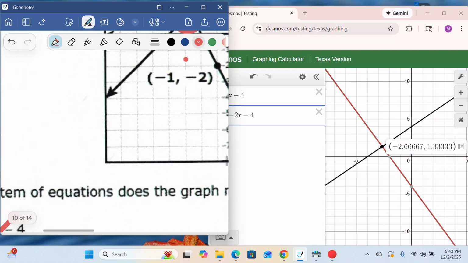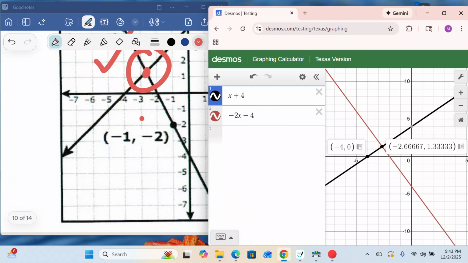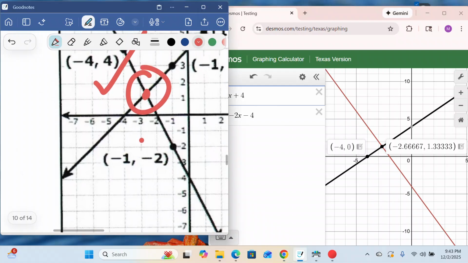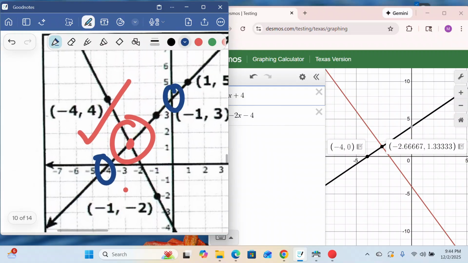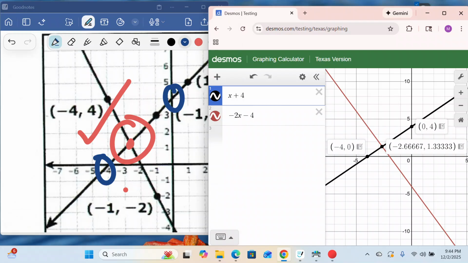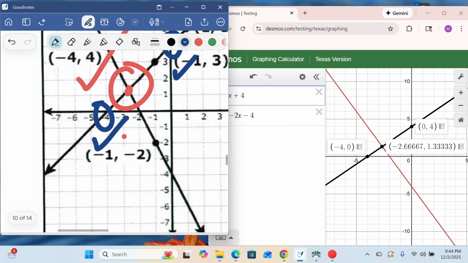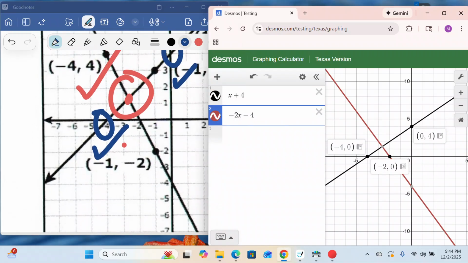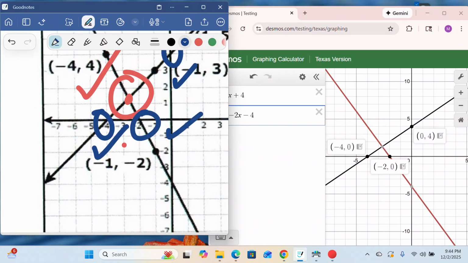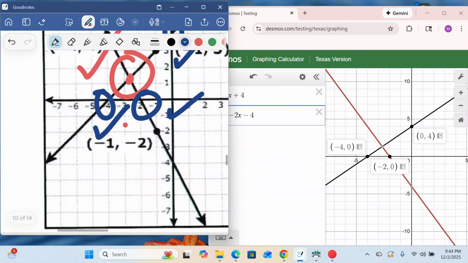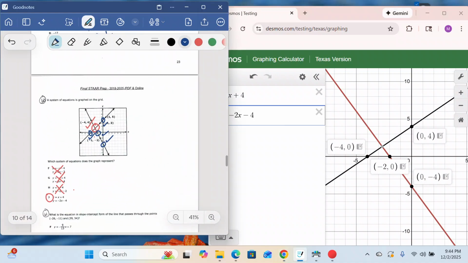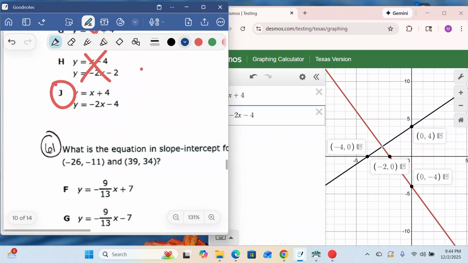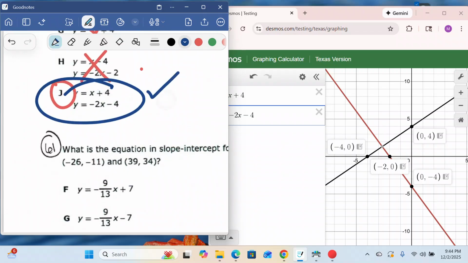And of course, if you want to check your x-intercepts right here, you want to check that that's there. Yes, it is right here. I want to check the other intercept right here. This one should be about right here. Yes. And I want to check the other graph, and the x-intercept on this one is negative 2. Yes. And the y-intercept is about right here, and it is right here. Yes, so it matches everything. The correct answer is letter J. Double check, triple check, quadruple checked.